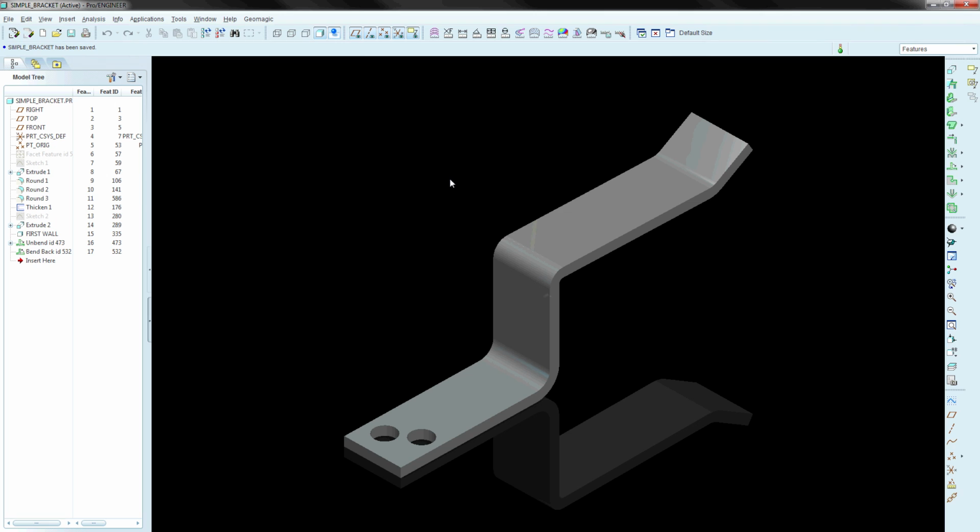Today we're going to discuss the differences between parametric and NURBS surfaces. Parametric modeling begins with the root of the word parameter, which in our case describes the dimensional parameters used to create a design intent model.